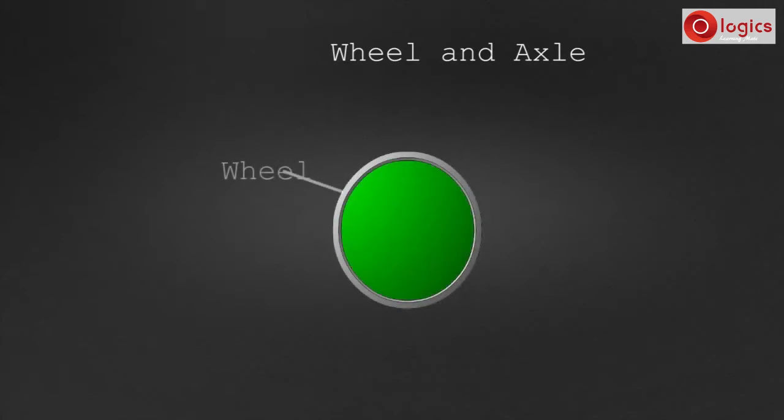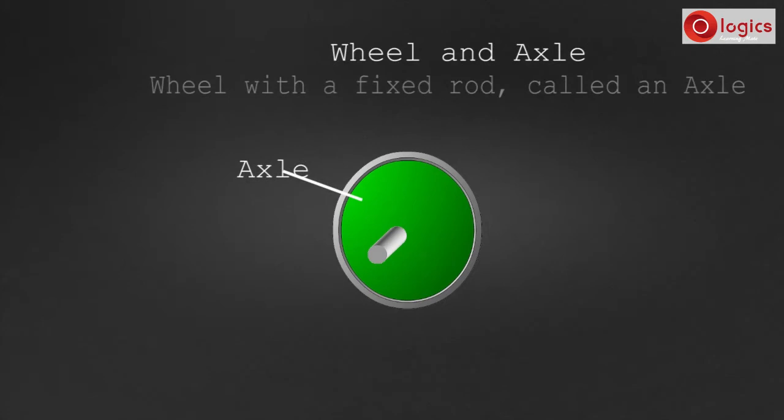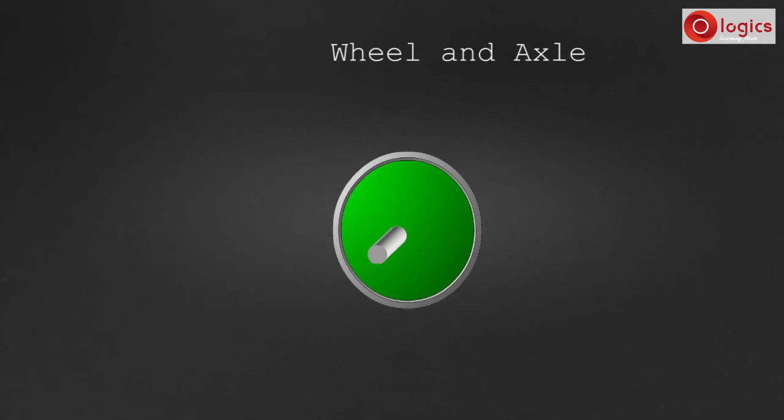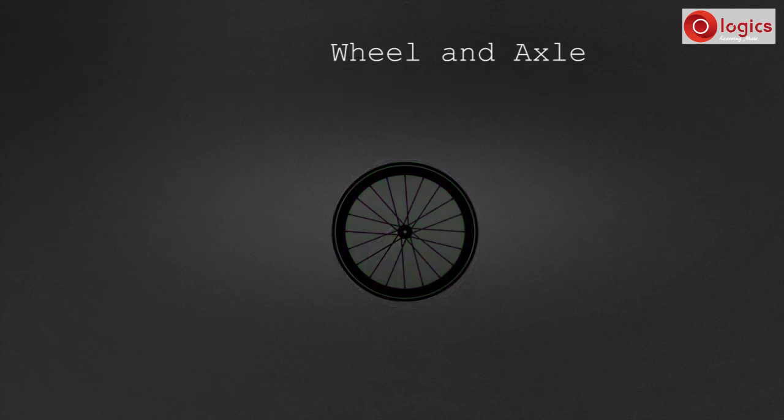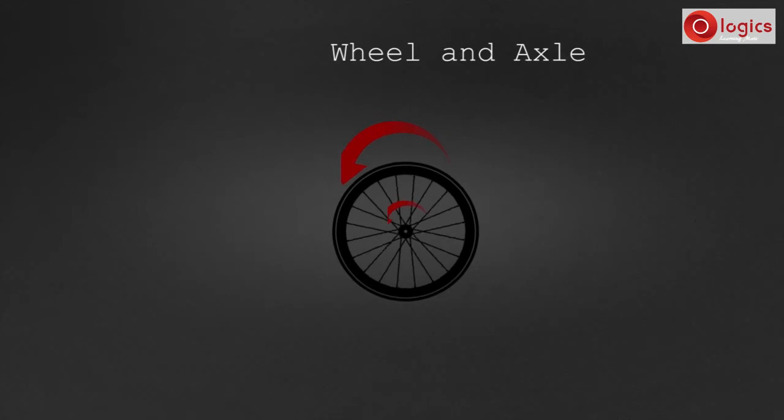Let's understand about wheel and axle. This circular shape is a wheel, and the wheel is connected to a fixed rod at its center. A wheel with a fixed rod is called an axle. See, this is a bicycle wheel, connected to a fixed rod at its center. When one part turns, the other also does.